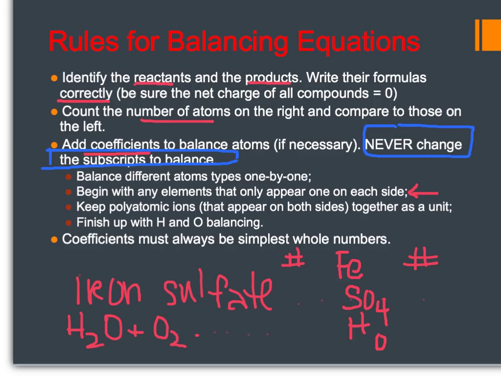As much as possible, keep polyatomic ions together, so like sulfate in the earlier example. If sulfate is on the left and it's on the right, then keep it together. Don't break it up into sulfur and oxygen. And then wrap up with the most common elements, the ones that are usually present in most reactions and can be present in a variety of forms. So end with hydrogen and oxygen. That should help make the process a little bit easier.